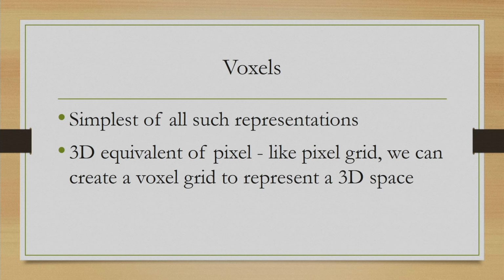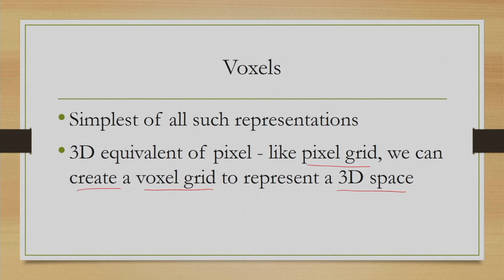Any 3D space can be assumed to be having a voxel grid. Like a pixel grid, we can create or assume that a voxel grid exists to represent a 3D space. So, pixel grid is for 2D space, voxel grid is for 3D space. And voxel, as may be obvious, is the simplest way of representing 3D objects.